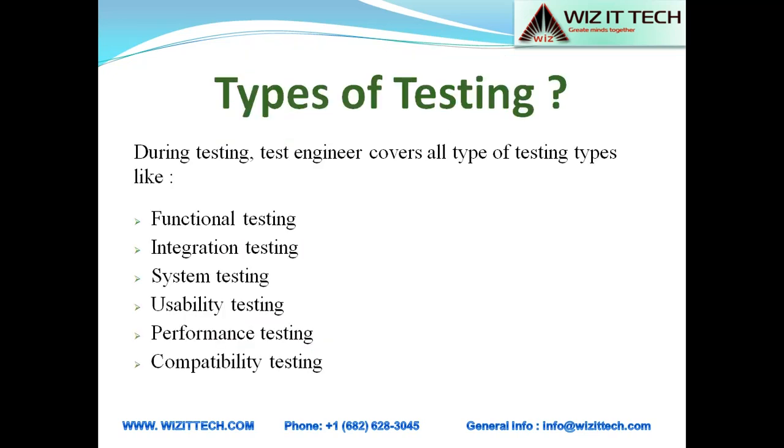And how many types of testing do we have during the testing phases? Test engineers cover all types of testing, for example functional testing, integration testing, usability testing, system testing, performance testing, compatibility testing, security testing, ad hoc testing, monkey testing, smoke testing, sanity testing, regression testing, and retesting. There are different types of testing available in software testing. I mention a few of them here to understand the testing types. We'll discuss each in the next sections.